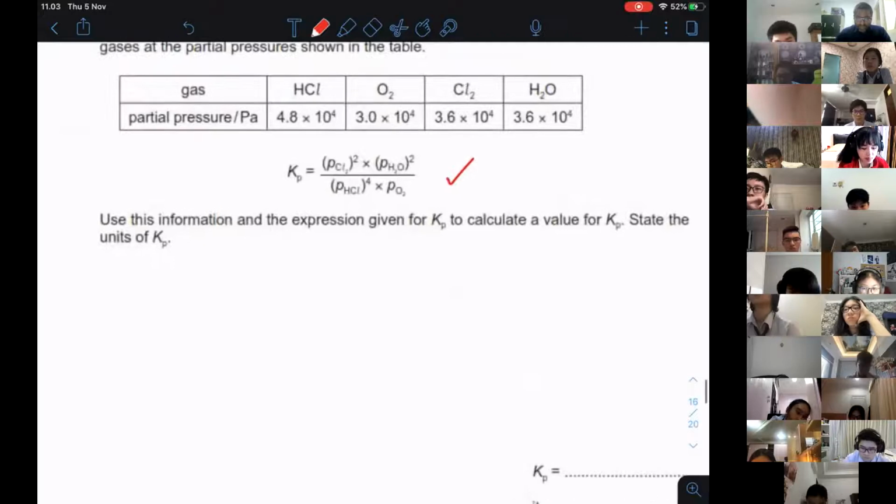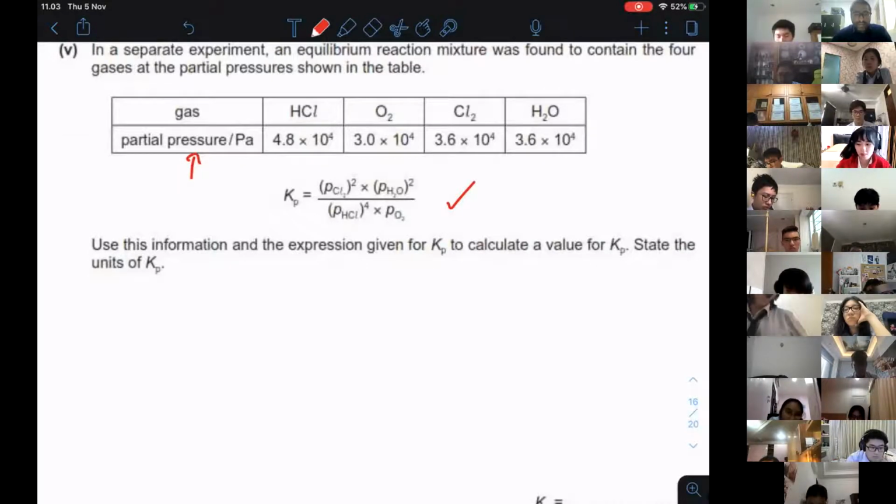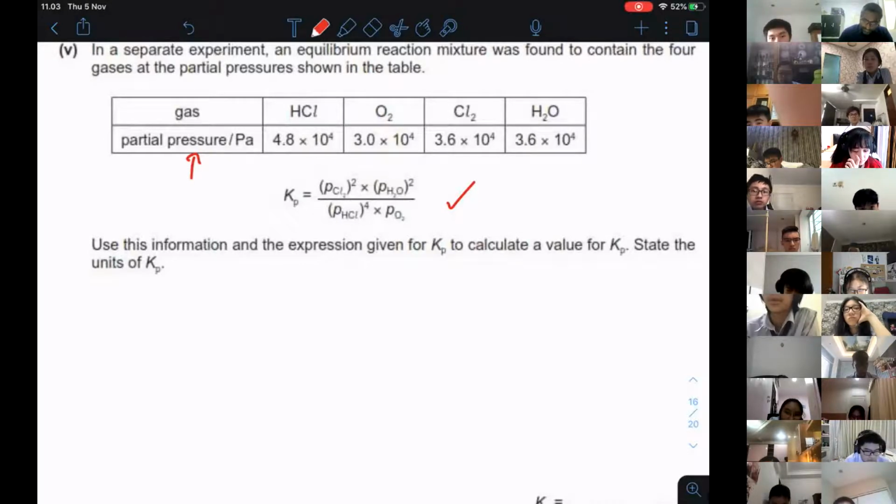And then they say this is at equilibrium, and they already have the partial pressure for you. You don't need to calculate. So they say use this expression and calculate the value of Kp. Very easy. Kp, just put in the data: 3.6 times 10 to the power of 4, squared, times the partial pressure of H2O.